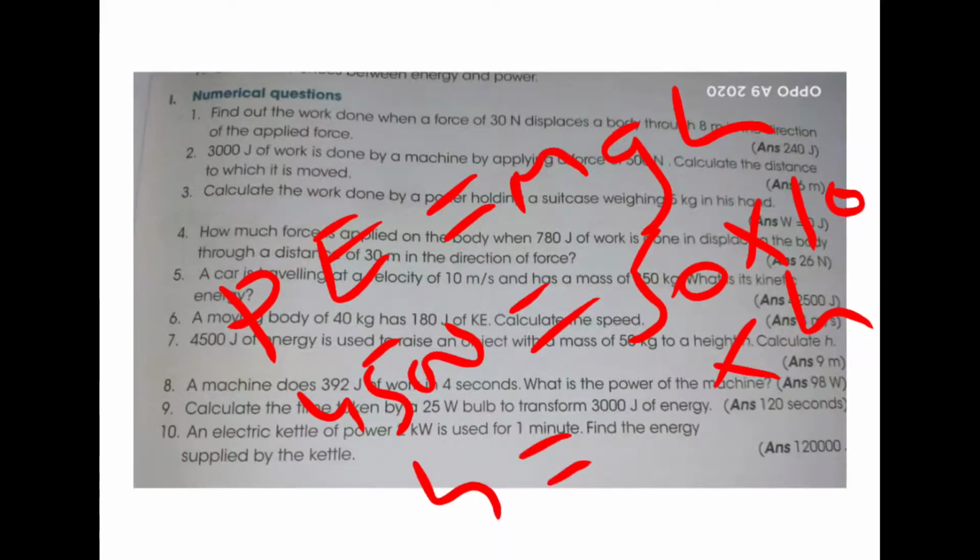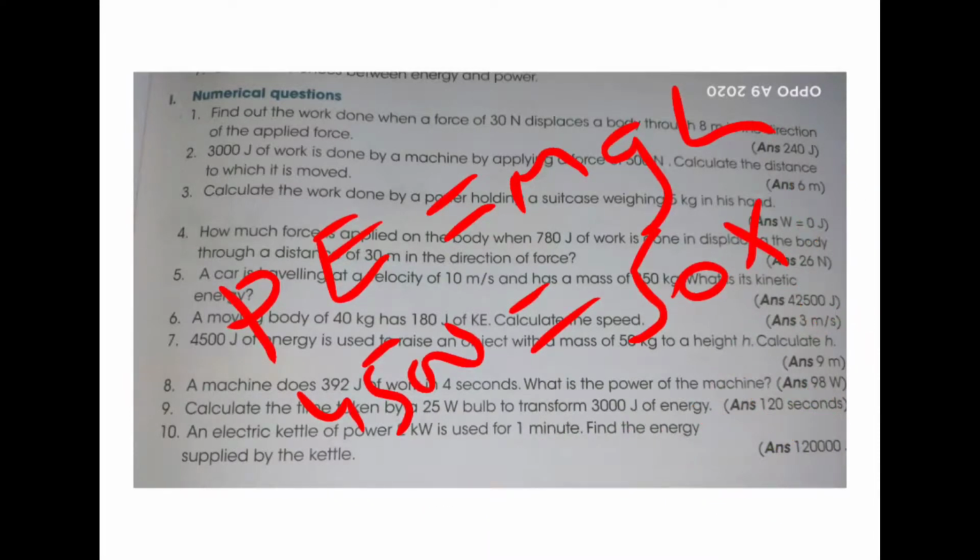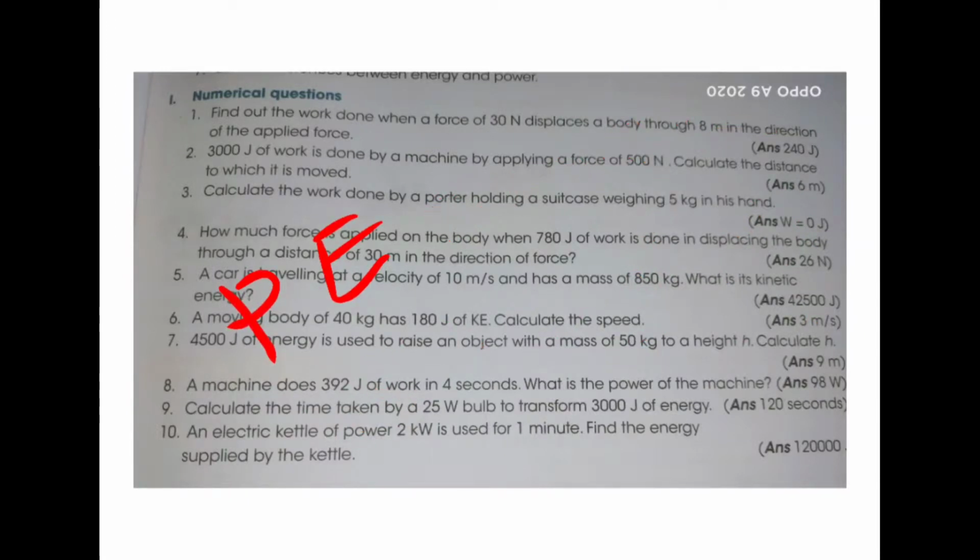That means h will be 4500 divided by 500. When you cancel the zeros, 5 nines are 45, that means 9 meter. So height will be 9 meter here. Question number 6 we have done, question number 7 also we have done.